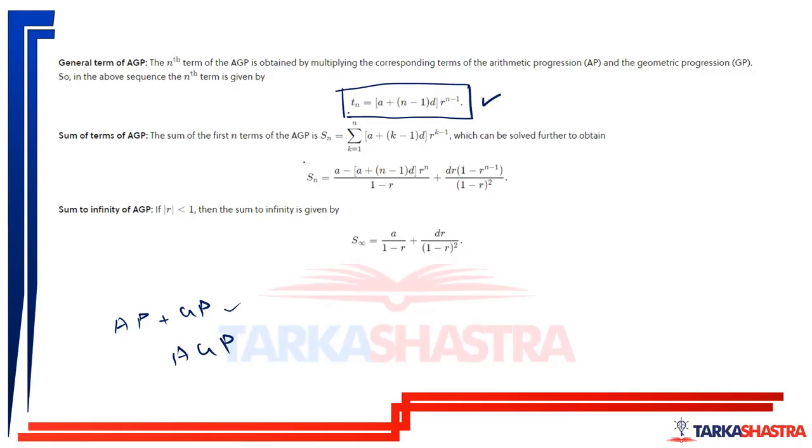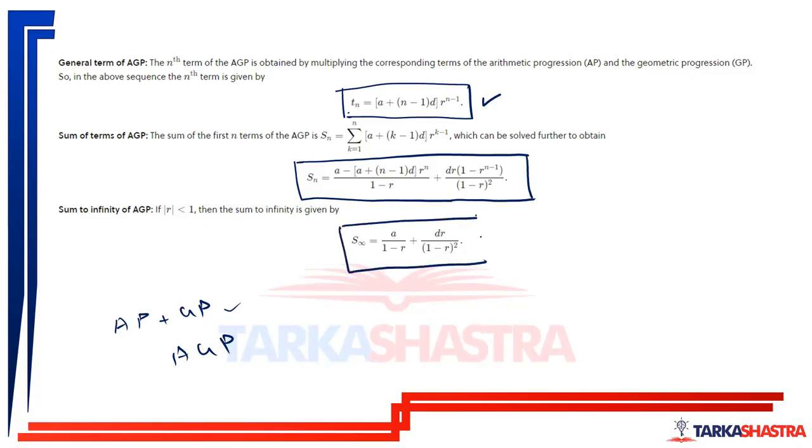Now write down this formula for finding out the sum of n terms of AGP. And sum of infinite terms of AGP, this is the formula. And write it down properly. Okay, you will get it in the books. You will get it on internet as well. But this is the formula.